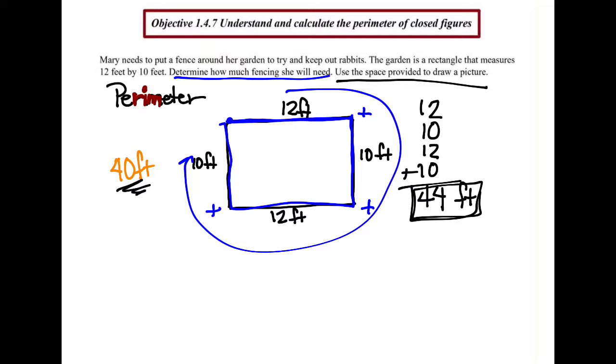Okay, because we're adding, we can add them in different orders, can't we? So what if I were to add the two 12s first? So 12 plus 12 is 24. And then add the two 10s and get 20. And then add those two together. I'd still get the 44 feet, wouldn't I?